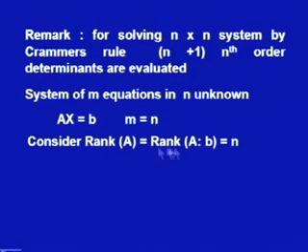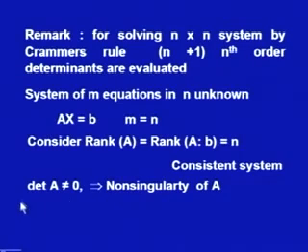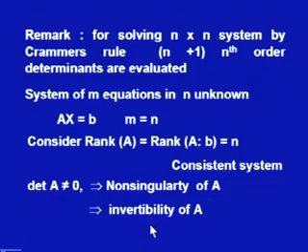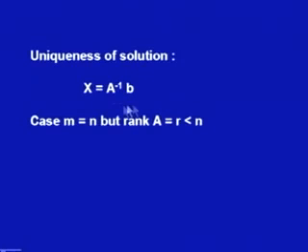So, first thing is there has to be a consistency, only then we can talk about the solution of the system. Further, if this is equal to n, that means the matrix A is non-singular and the system is consistent. So, determinant A is not 0. So, this rank is equal to n means determinant A is not 0. So, non-singularity of A is there, and this implies invertibility of A, and that implies uniqueness of solution. So, this means x is equal to A inverse B is the unique solution of the system Ax is equal to B. This is the case when m is equal to n.